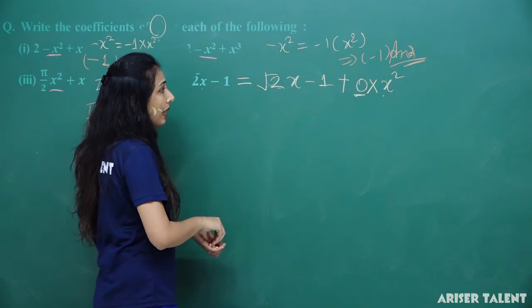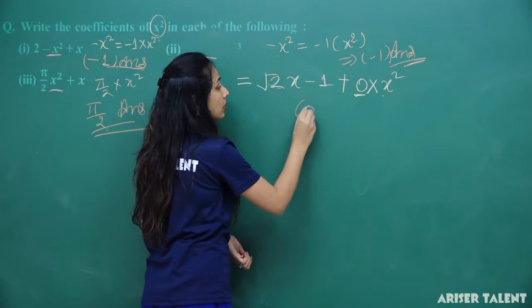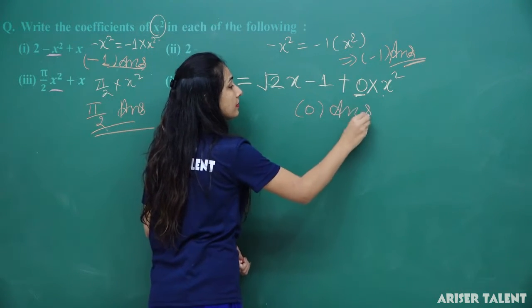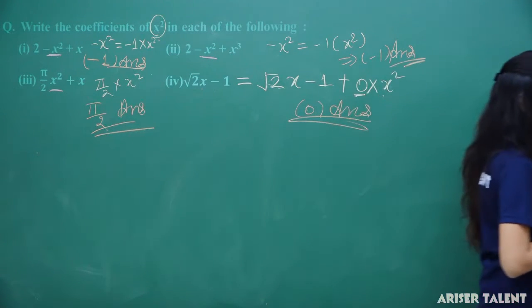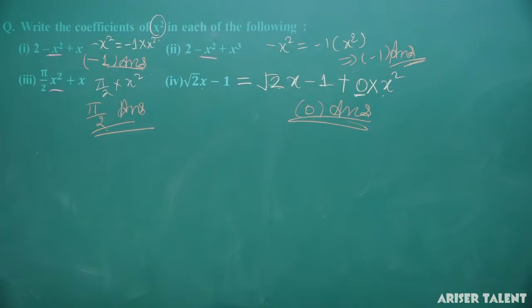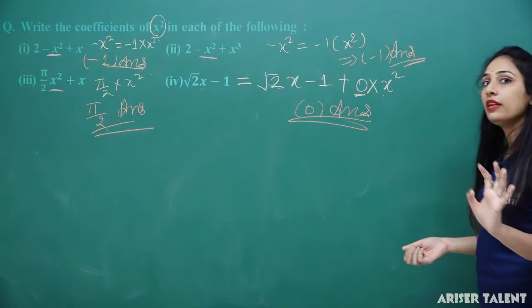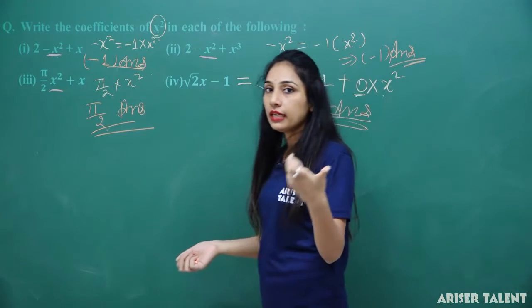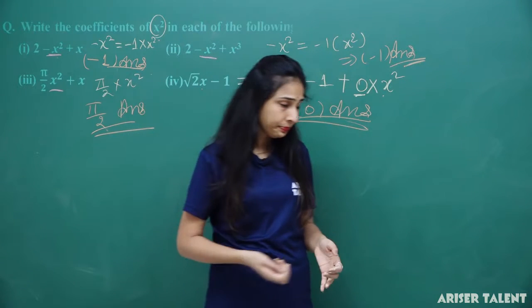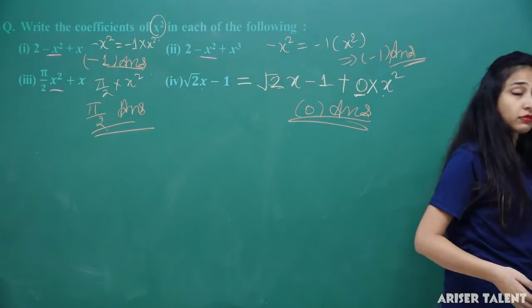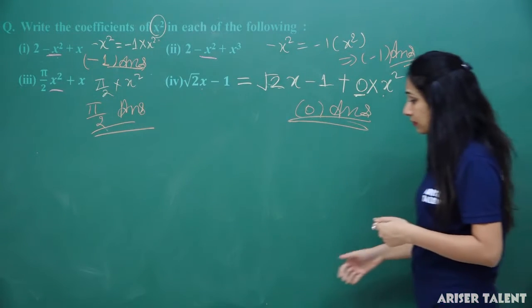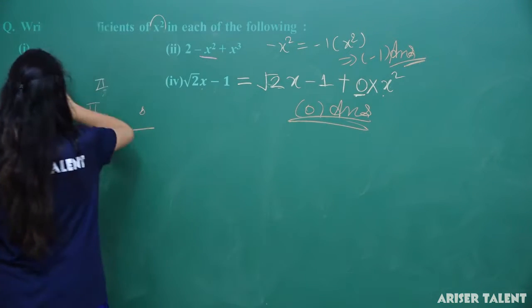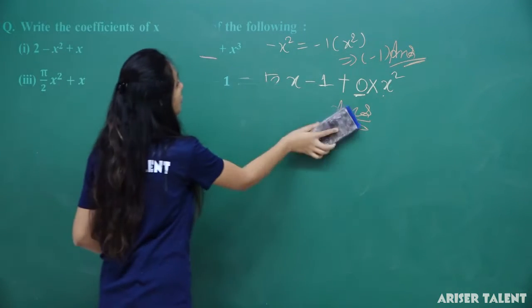So what will I write? My answer is 0 for this fourth one. So this is a somewhat tricky question. If we are not having any coefficient of x square, then we will have to write the coefficient as 0. This is understood. Okay. Note this. Now, should we move towards the next question?